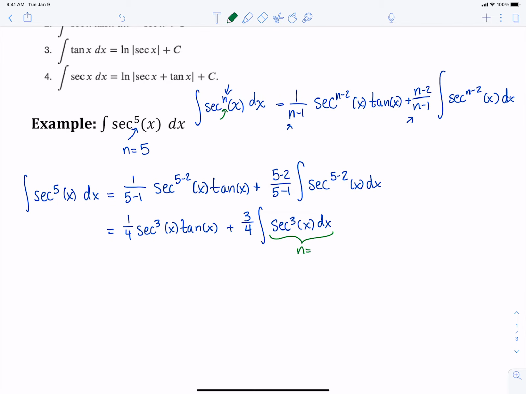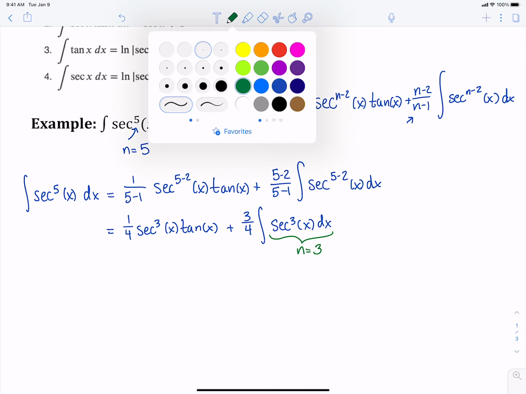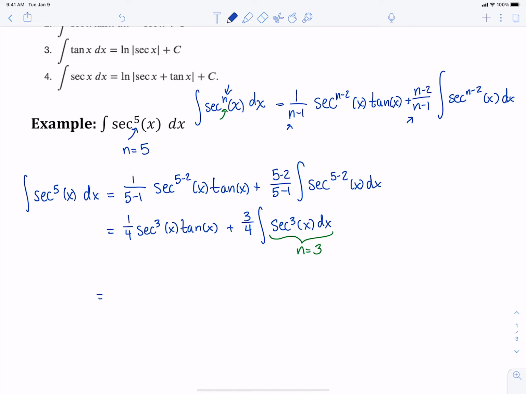Here, our n is not 5, it's 3. Our n is 3. And so I'm going to go back to blue here for just a second because this 1/4 secant cubed tangent x, this part of our integral is done and it's just going to stay there and hang out while we do the rest of it. That 3/4 that's out in front, I'm going to put it out in front with big brackets, because everything after this needs to be multiplied by 3/4. We will end up multiplying this through, but I want to do the reduction formula before we do that. So our n is 3.